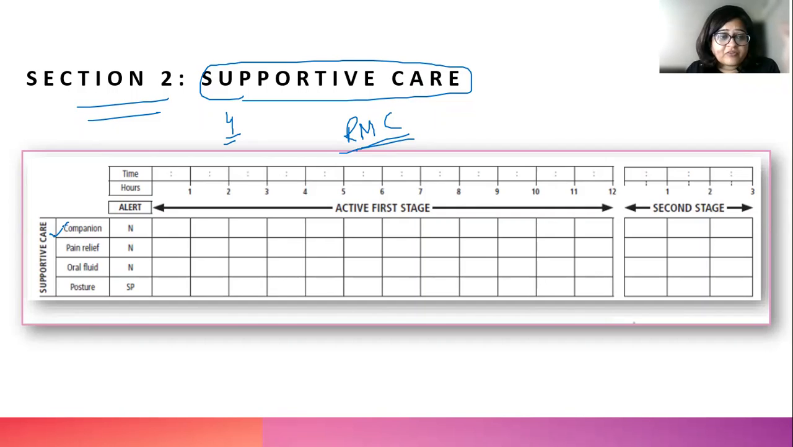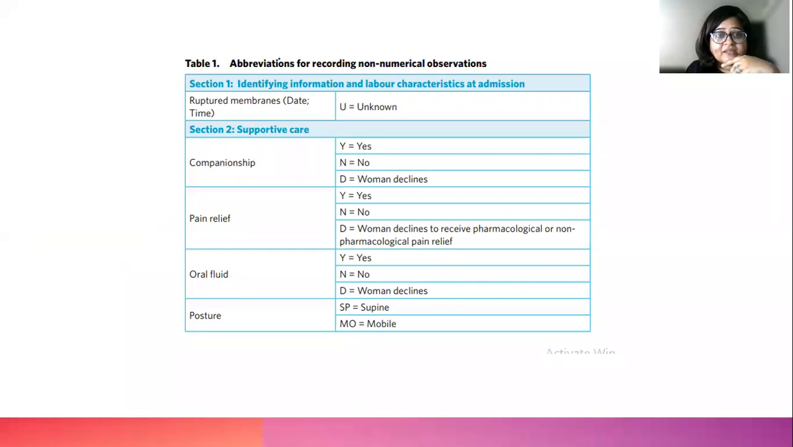So whether you've offered her a companion, pain relief, yes or no, oral fluids, yes or no, posture, supine or mobile. So these are the 4 components. And here is how you're supposed to enter. Yes, she's got a companion, Y, no, N, and D is whether she's declined. You don't have to go into so much detail, but just remember these 4 points: companionship, pain relief, oral fluids, and posture.